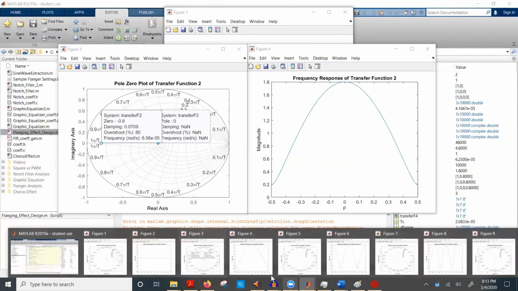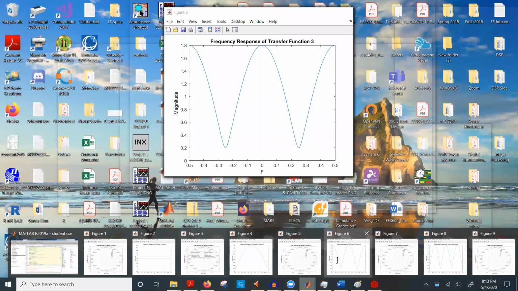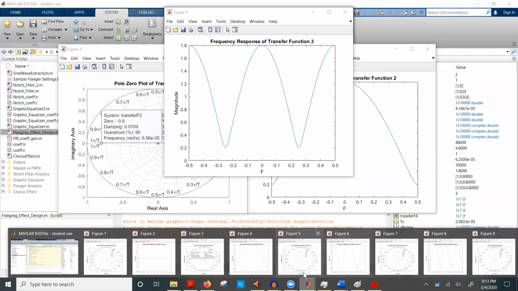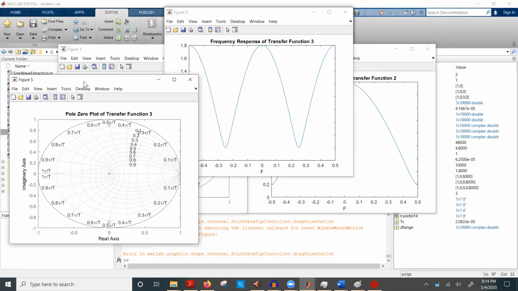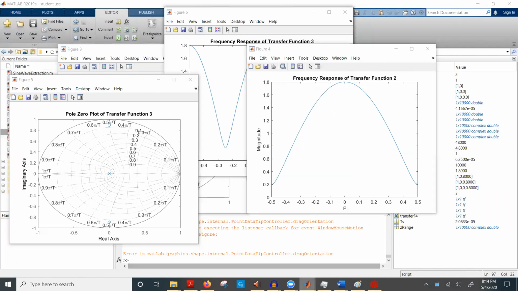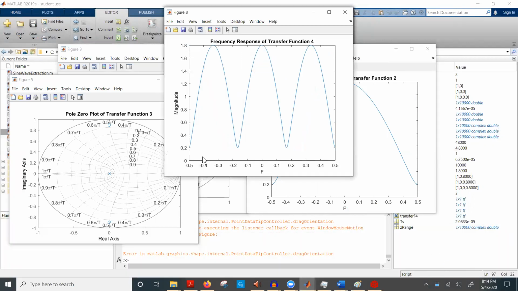So if we increase the order, so now we have a delay of 2, we now have 2 zeros, one right here, and 2 poles right here. So then the frequency response looks like this. Notice how we now have 2 dips right here, dip right here, dip right here. So if we move on to 3, notice you have a dip right here, and it looks like this.